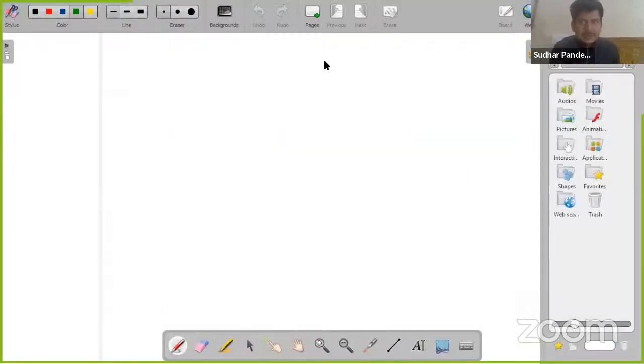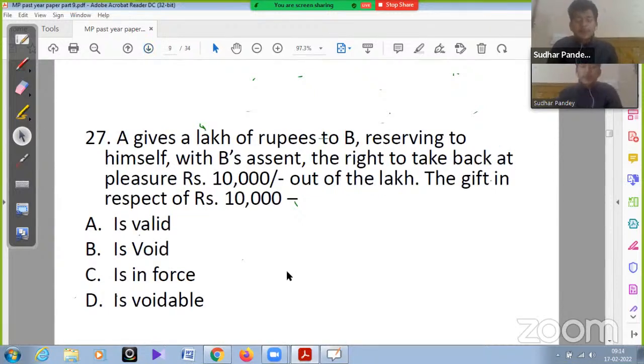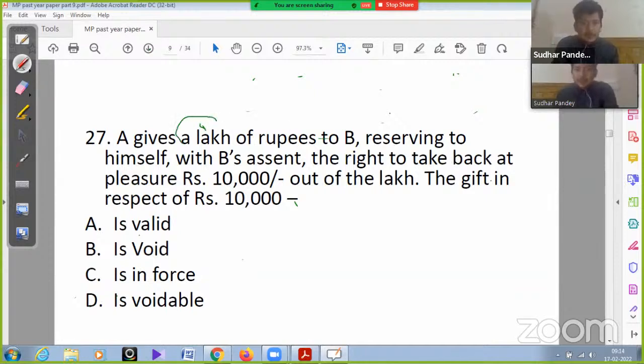Question number 27. A gives a lakh of rupees to B, reserving himself with B's assent the right to take back at pleasure rupees 10,000 out of the lakh. The gift in respect of rupees 10,000 is. Here, if you closely follow the question, they are not asking the validity of the gift of rupees 1 lakh, rather they are asking the validity of the gift of rupees 10,000. So its options are valid, void, is in force, and voidable.